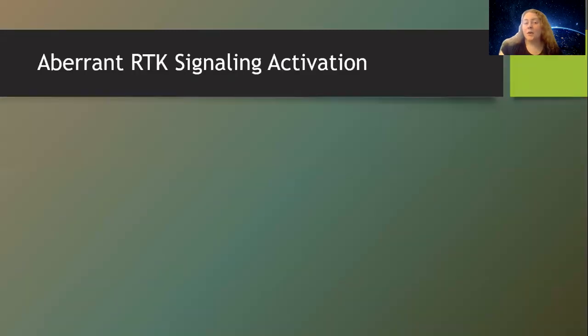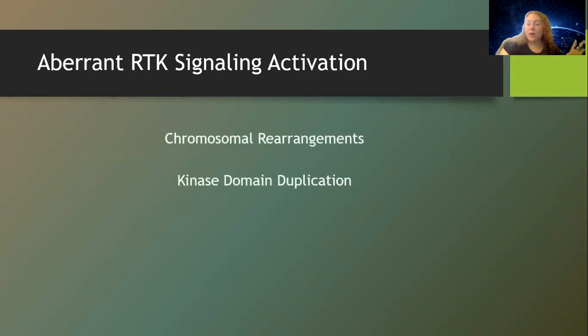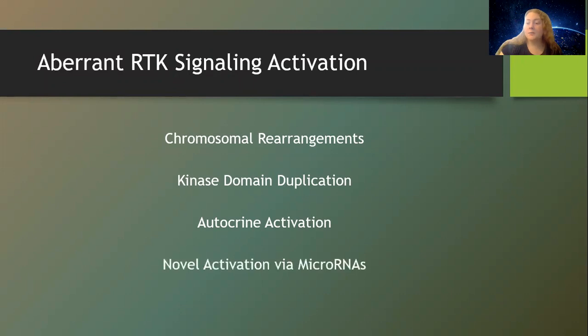So today, we're going to talk about aberrant RTK signaling in activation in cancers. Now, there are three very well-known signaling activation pathways that I'm going to go over, which is chromosomal rearrangements, kinase domain duplication, and autocrine activation. Lastly, we're going to go over a new and not very well-known type of novel activation via microRNA.